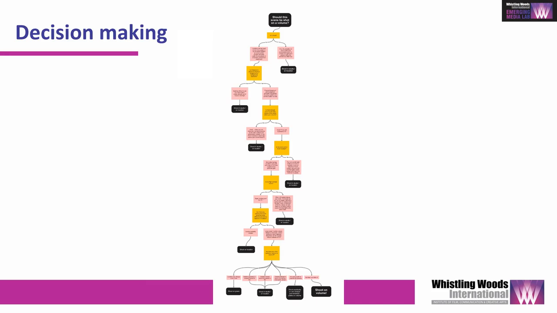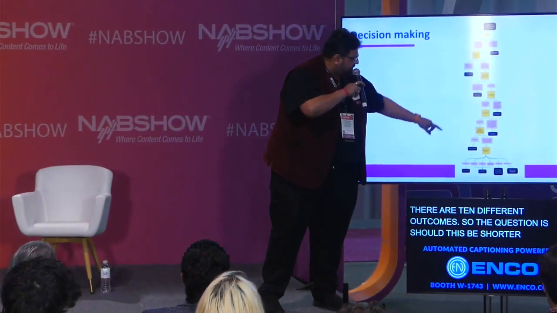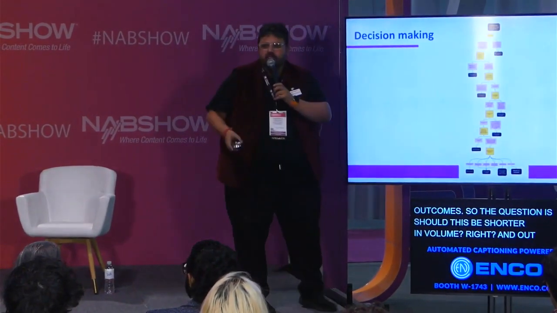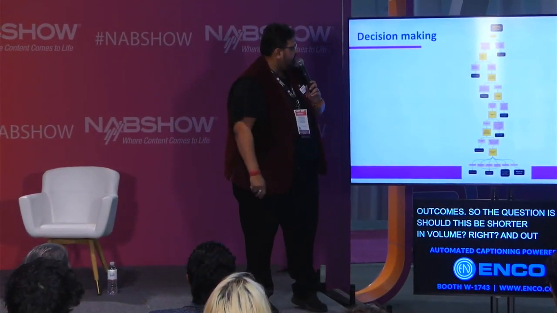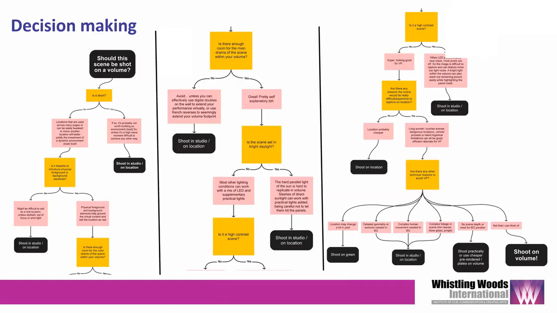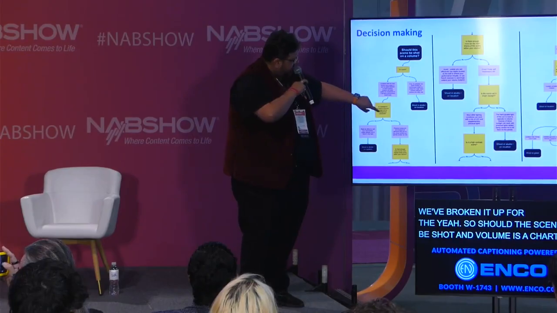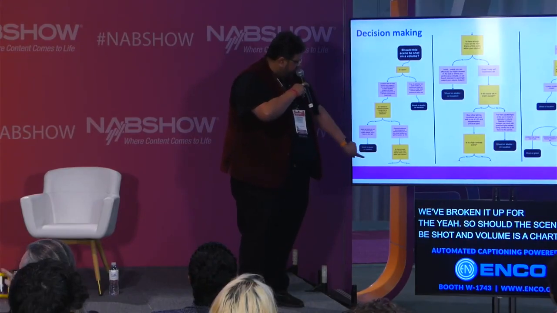But the reason why I wanted to show you this is there are 10 different outcomes. So the question is, should this be shot in volume? And out of the 10 outcomes, which are a yes or no, there is only one which says shoot on volume. We've broken it up further. So should this scene be shot in volume? Is it short? There are options, shoot on location or in studio, right? Then there's another question. Then again, shoot in studio.